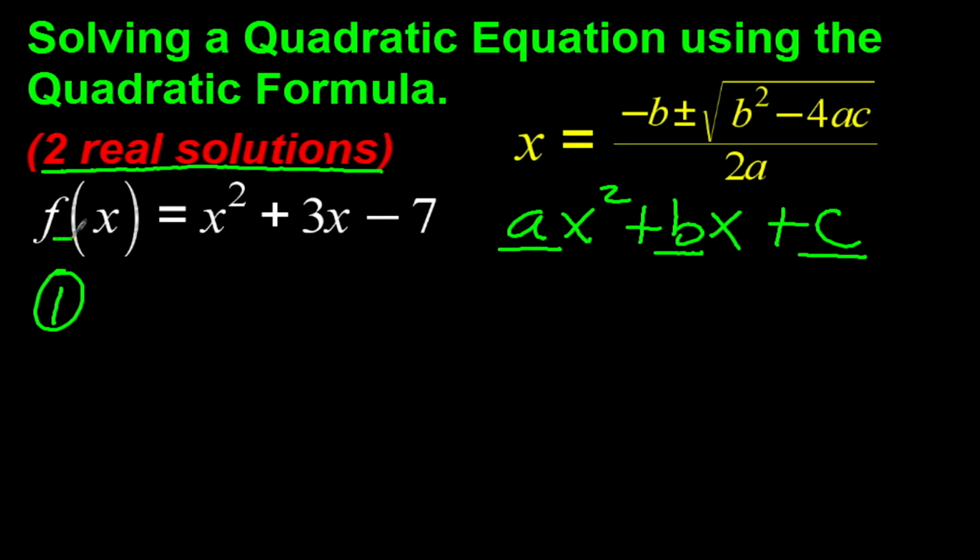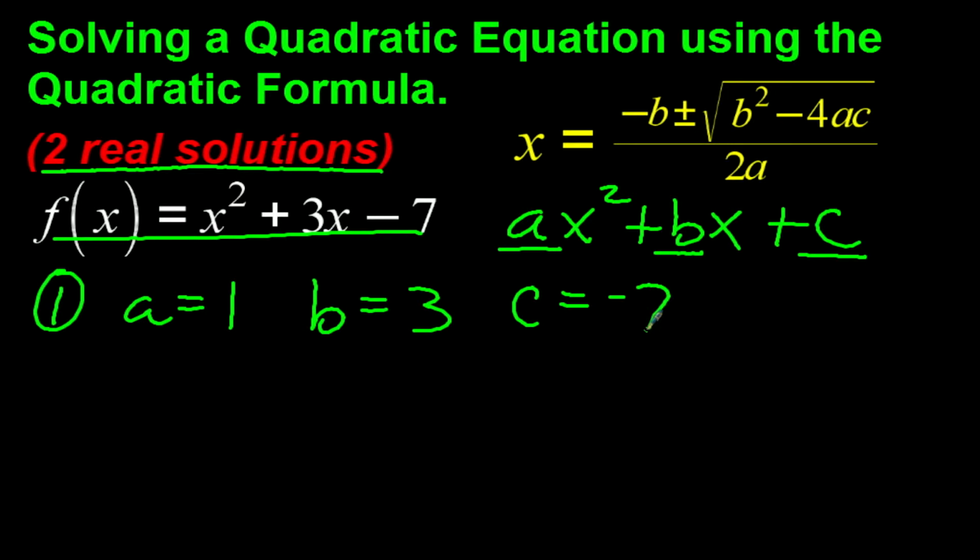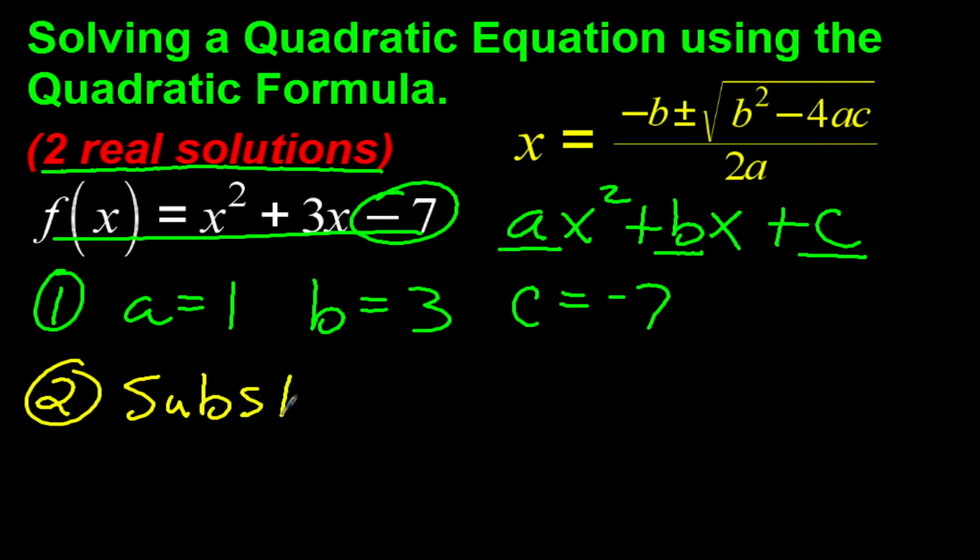In our particular example, a is equal to 1, b is equal to 3, and c is equal to -7. It's very, very important that you pay attention to the signs, and if it's negative, you carry the sign with it. All right, our second step is that we substitute in our values into our quadratic formula.